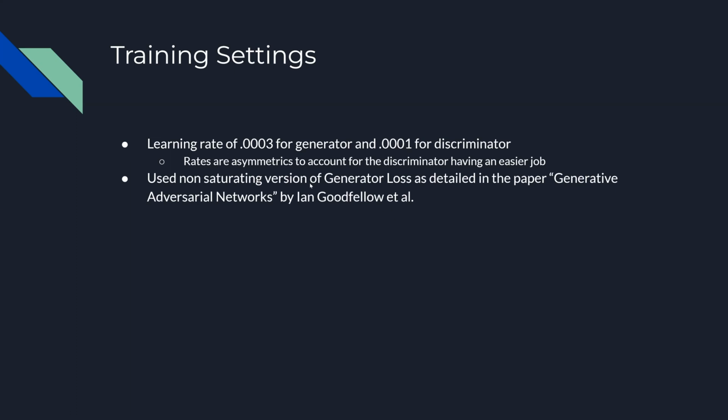I also used a non-saturating version of generator loss that is explained in the paper Generative Adversarial Networks. So the main idea there is that if you use the traditional loss as presented, the first couple runs of generator versus discriminator, the loss of the discriminator will be 0 or nearly 0, which doesn't give the generator any useful weights to work with when the gradients are passed backwards. So by using this non-saturating version, you avoid that problem with passing a bunch of zeros, and it helps the generator learn in earlier steps.